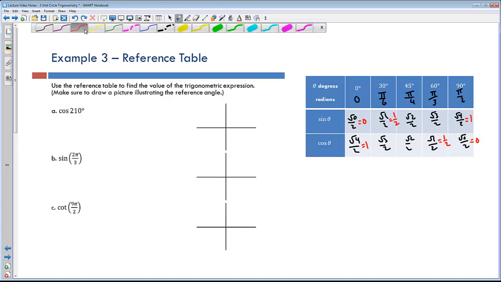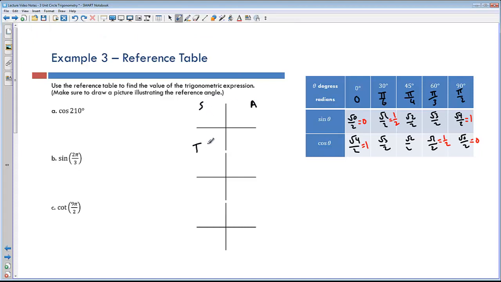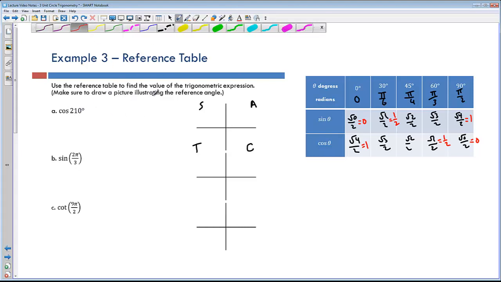So what we need to do is develop the pieces of the unit circle we need. I use this little saying, "All Students Take Calculus," and it helps me figure out whether this is going to be positive or negative. So 210 degrees, where does it fall? Let's draw the angle, because we need to find the reference angle too on this problem.